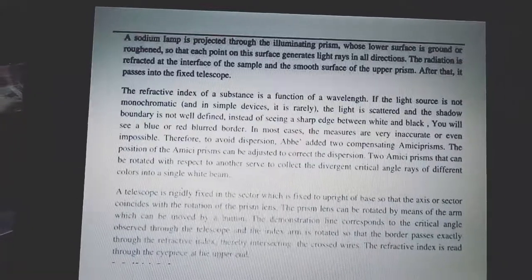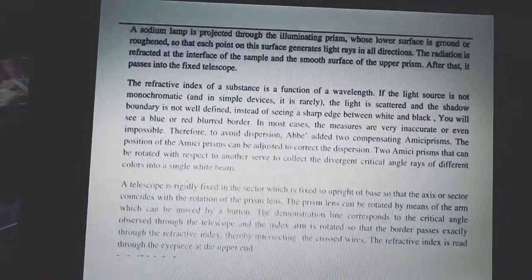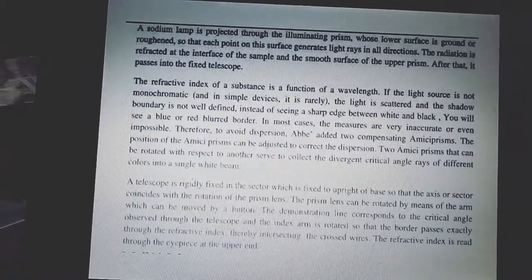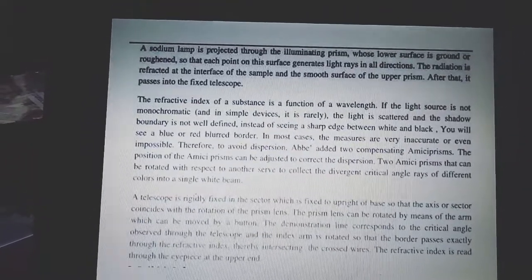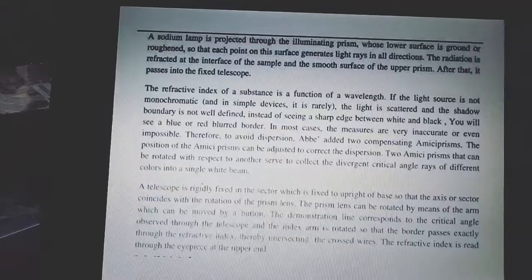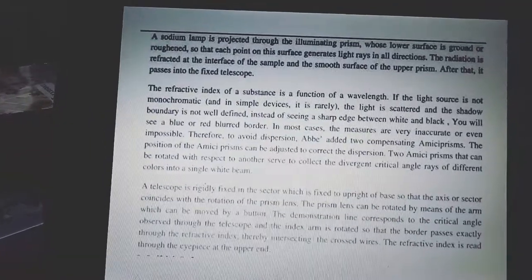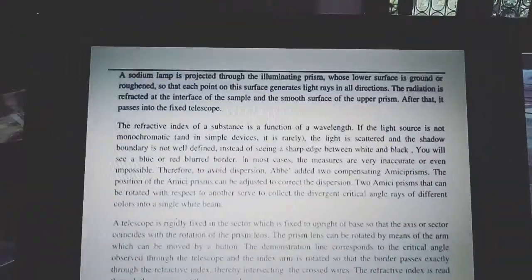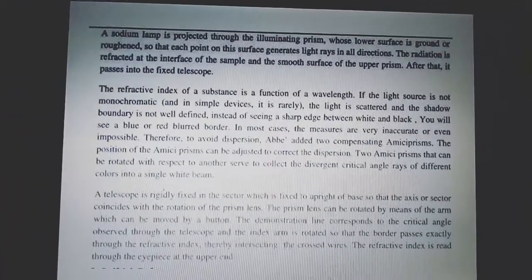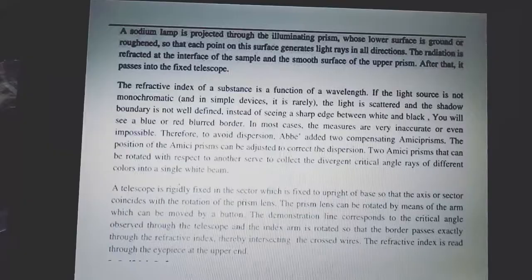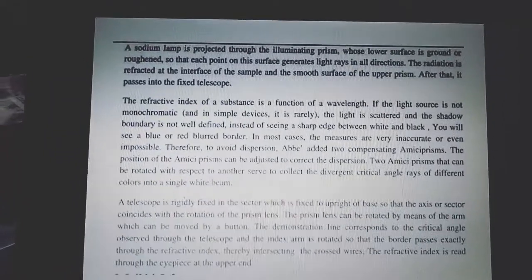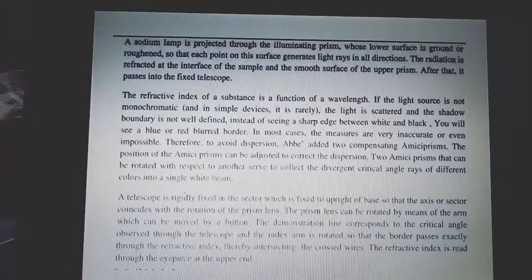The refractive index of the substance is a function of wavelength. If the light source is not monochromatic, the light is scattered and the shadow boundary is not well defined. Instead of seeing a sharp edge between white and black, you will see a blue or red blurred border. In most cases, the measurements are very inaccurate.